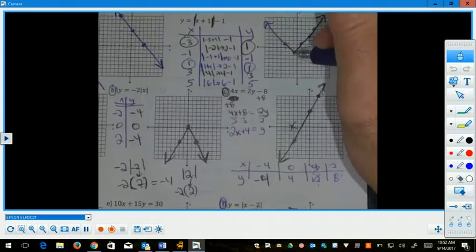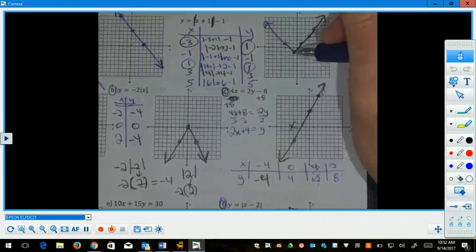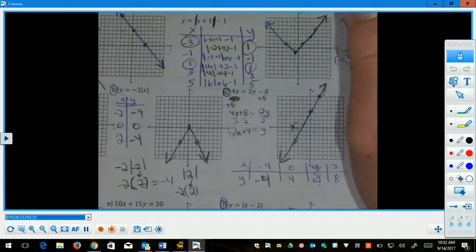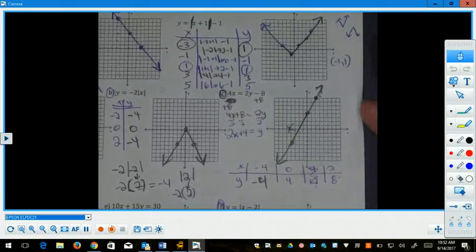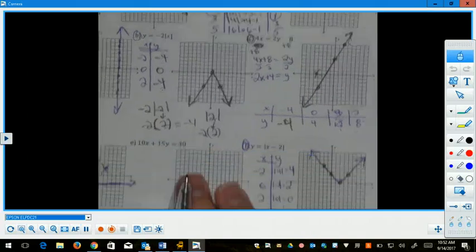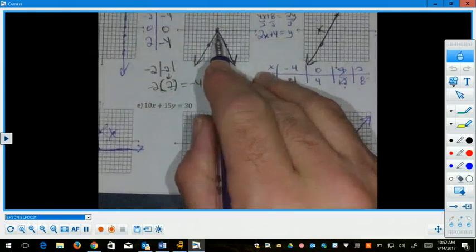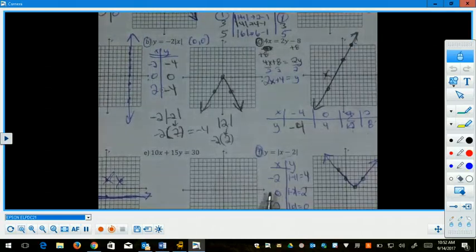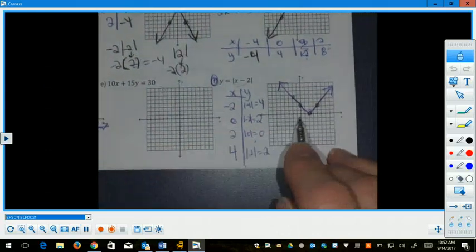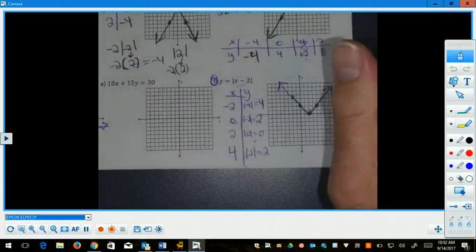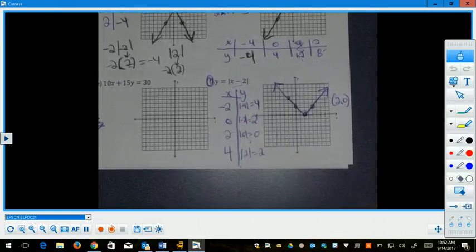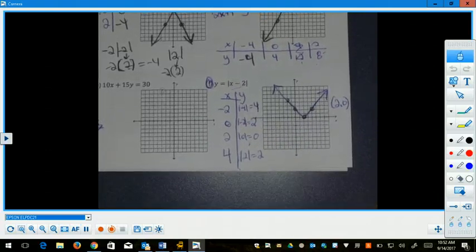So when I look at where this is, right, this is at -1, 1, and I look at my equation. This one's at 0, 0, and I look at my equation. This vertex is at 2, 0, and I look at my equation. Anybody notice anything about the equation versus where the vertex is?